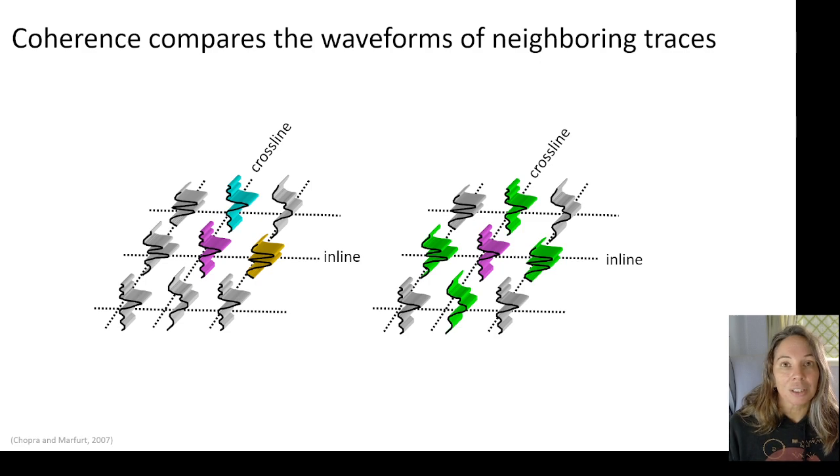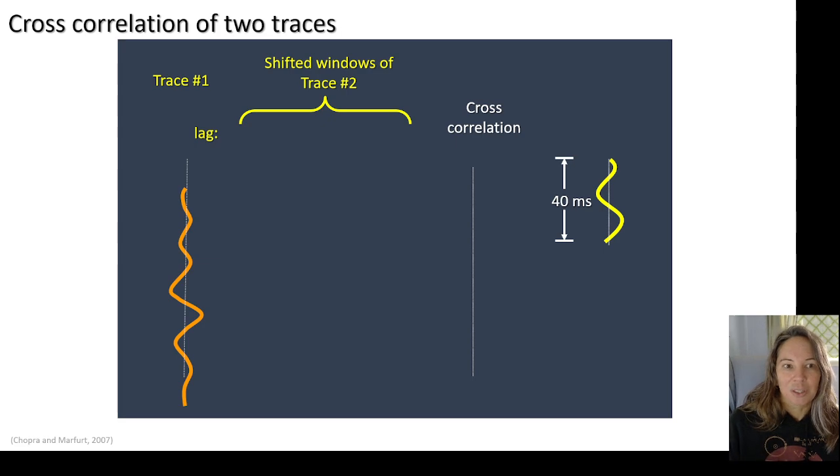Coherence is one of my favorite attributes because you can use it for QC methods to understand your seismic volume. You can map and see faults, fracture zones, channels. You can see a lot of features really clearly in coherence. So I'm going to start wrapping in more examples with coherence in these lectures. Okay, so just a comparison of how it works.